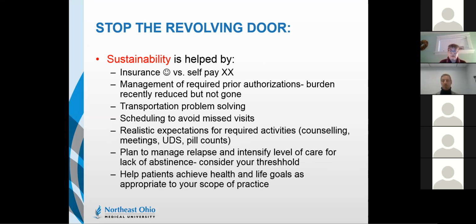We might want to pay some attention to having a relapse plan should it occur, so that the person doesn't feel that a relapse is a cause for them to leave the program, and or for them to assume that they're not going to be able to get any further prescriptions from us, since they may have had that experience in the past. And then to think about helping patients achieve health and life goals as appropriate to the scope of our practice.